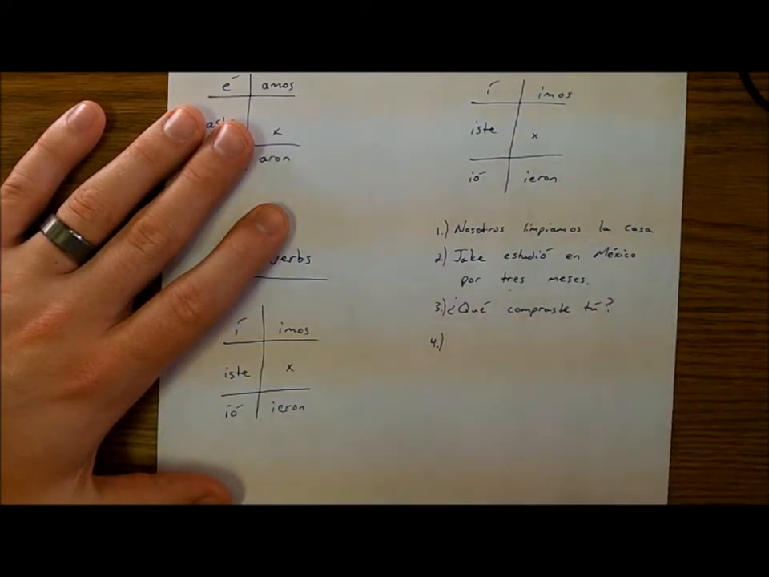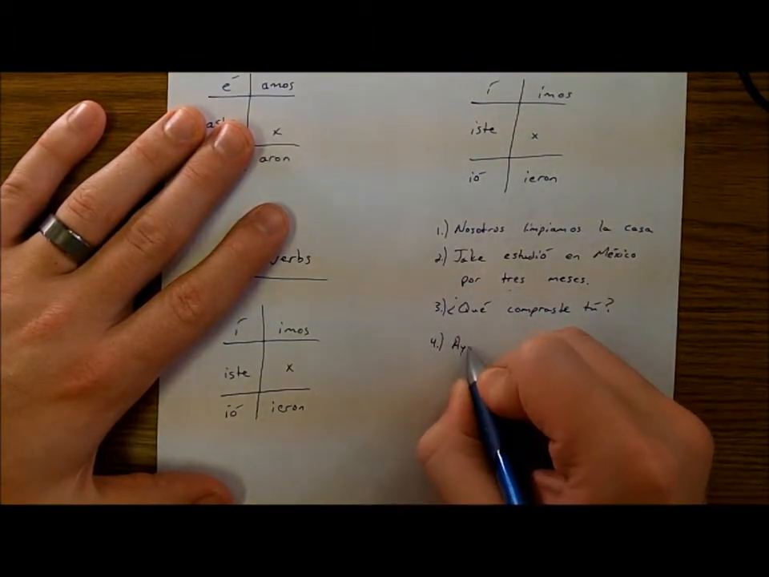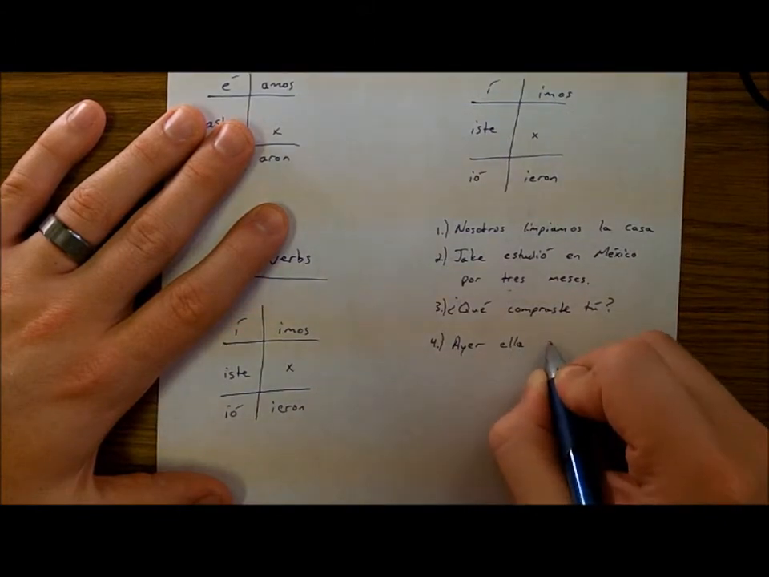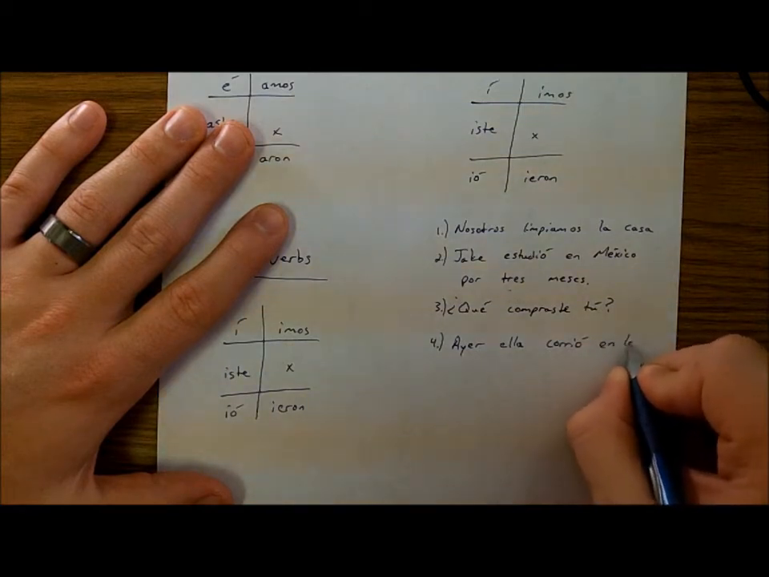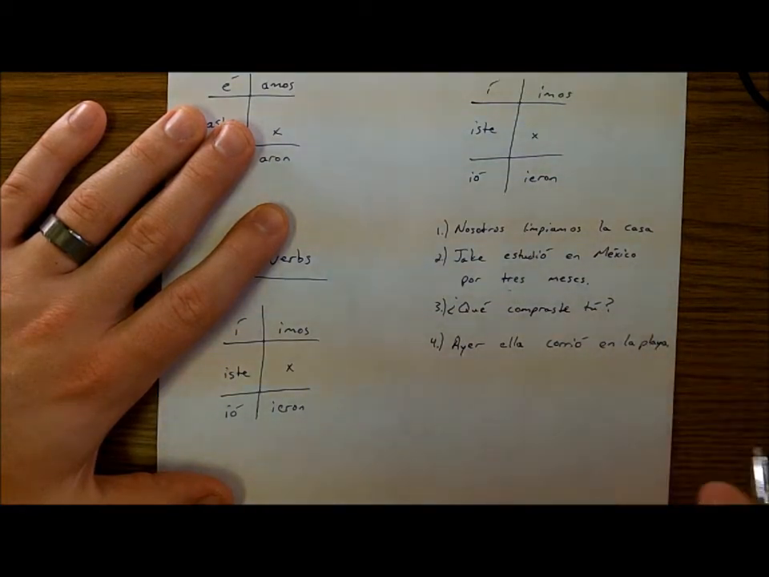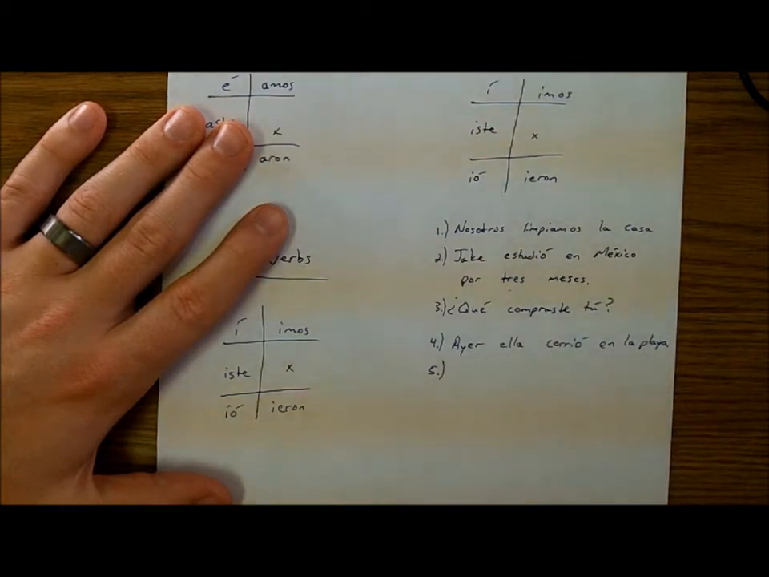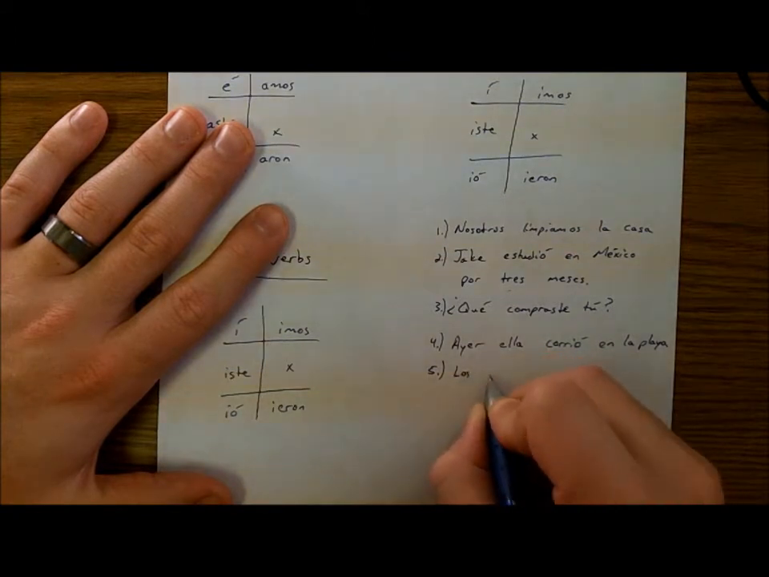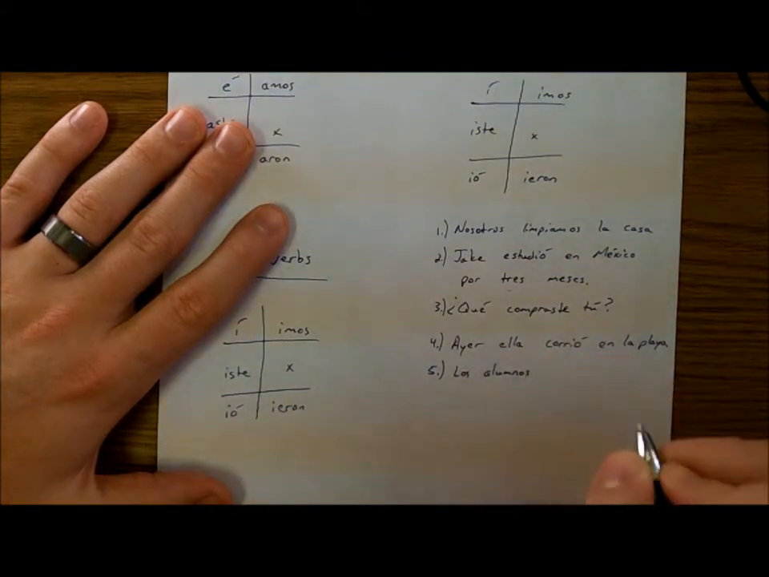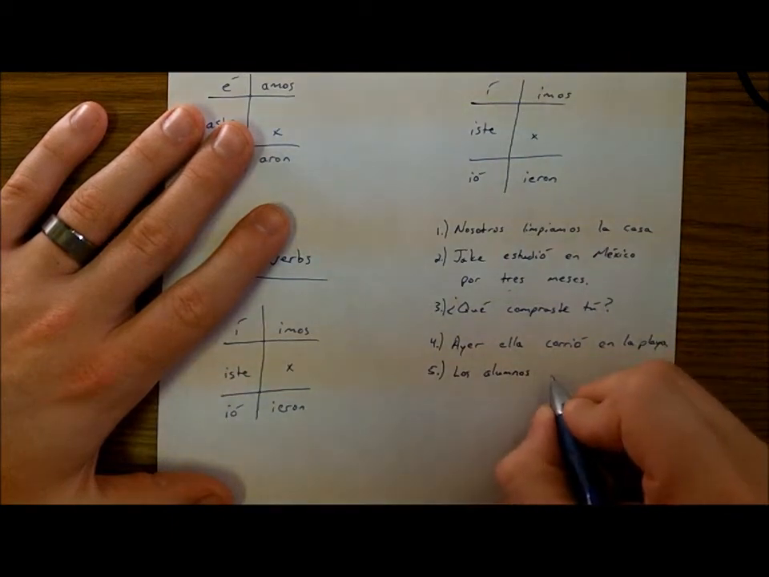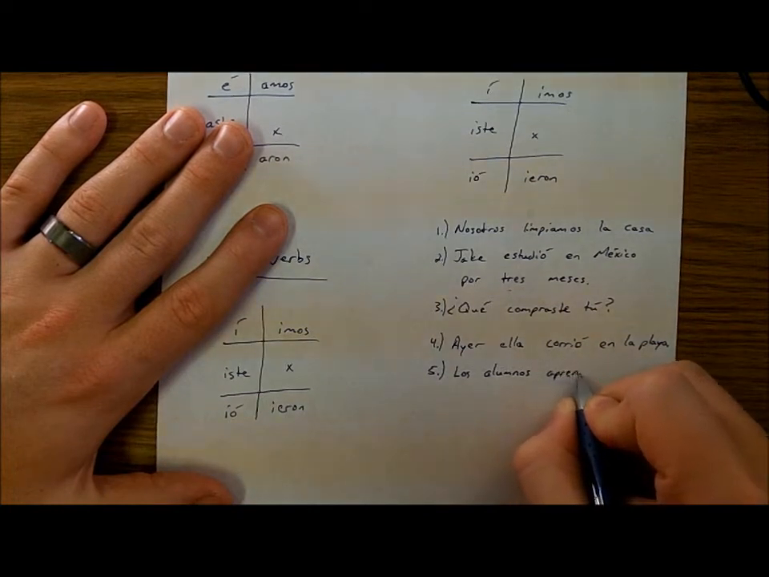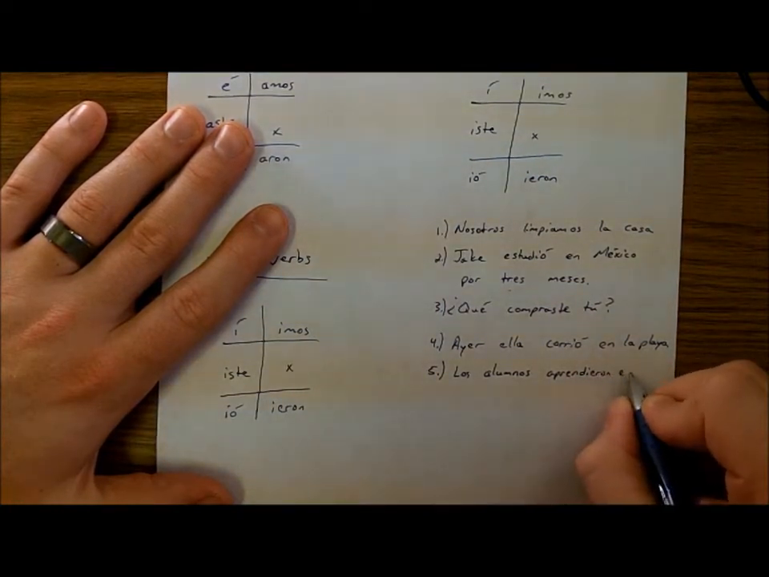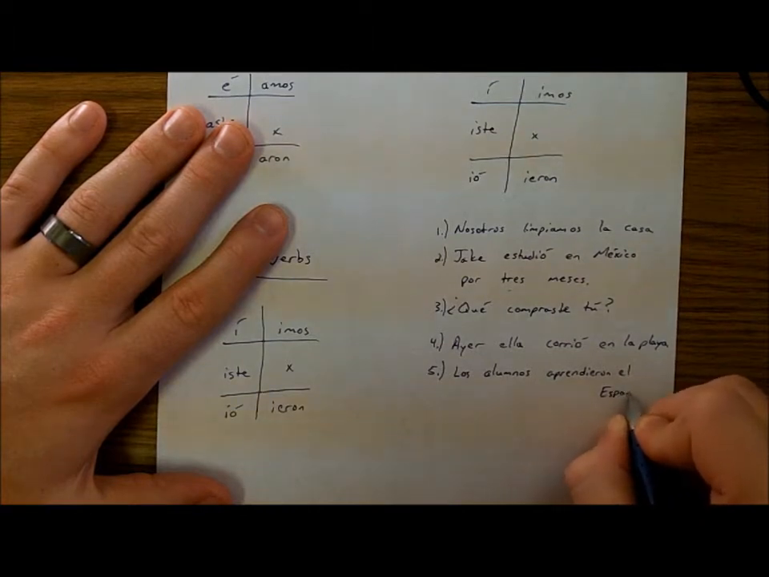So, she ran on the beach yesterday. Ayer, ella corrió, from the verb correr, an ER verb, en la playa. Or another one. The students learned Spanish. Los alumnos, or you can say estudiantes for students. Then we're going to have learned, which comes from the verb aprender. Aprendieron el español.